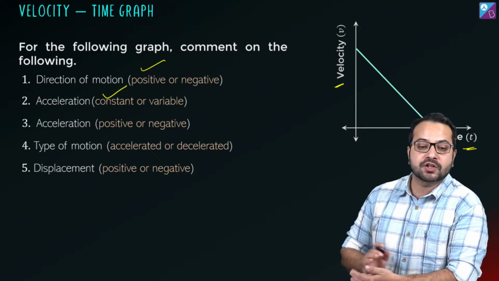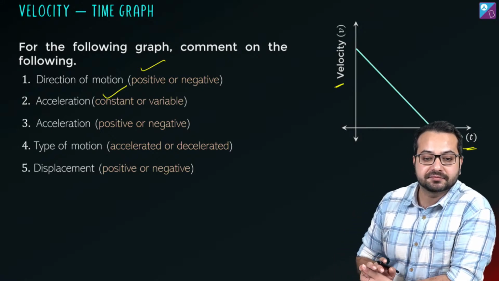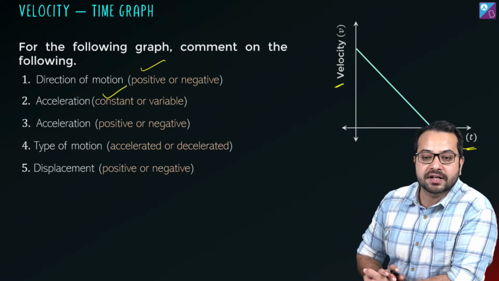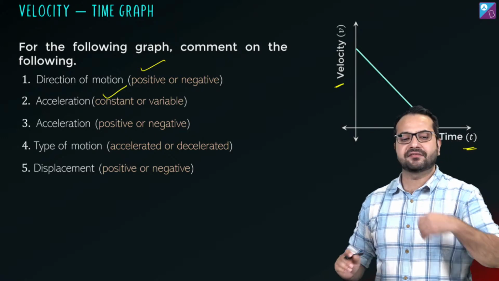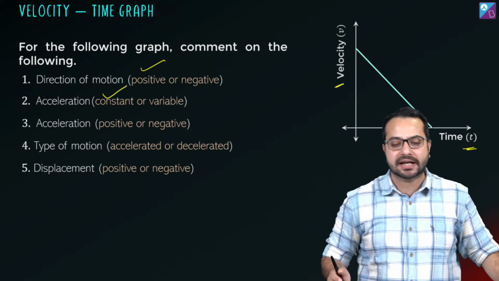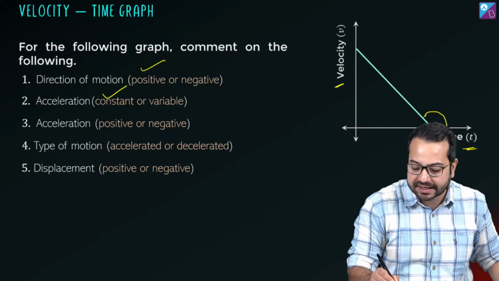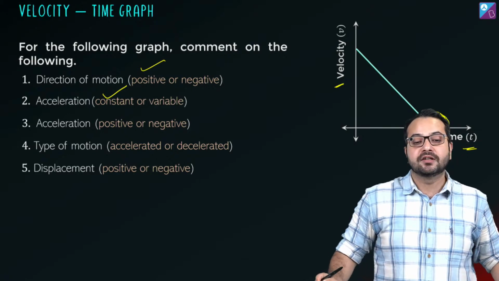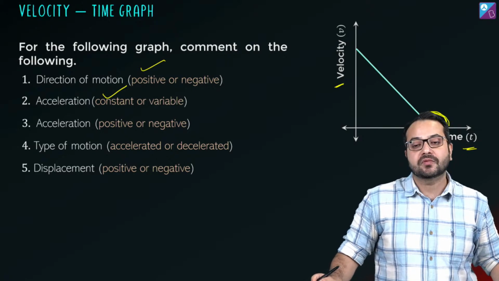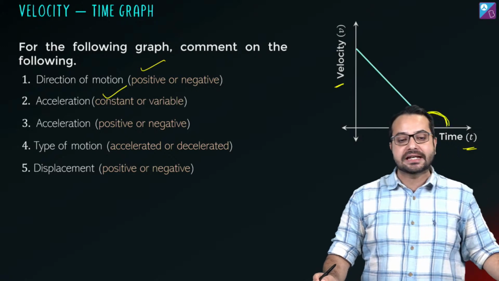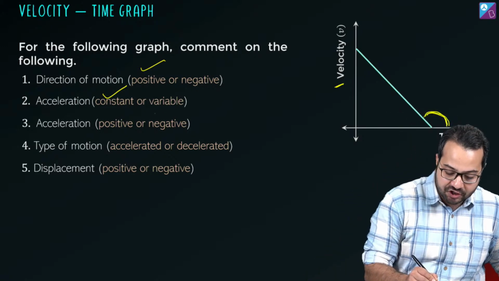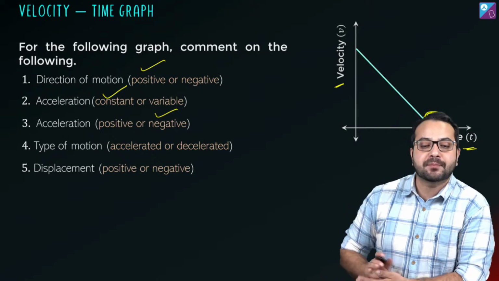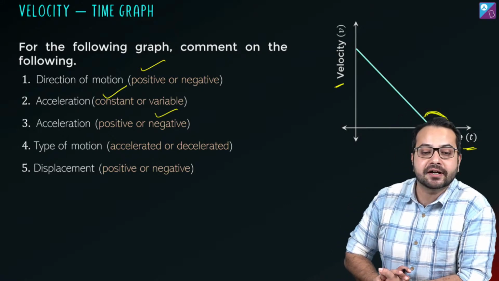Now tell me, acceleration positive or negative? Negative. Very good. Why is acceleration negative? Because the slope is negative. The slope is making an obtuse angle with the t-axis. Okay? So the acceleration is negative. Now tell me the type of motion. Accelerated or decelerated?